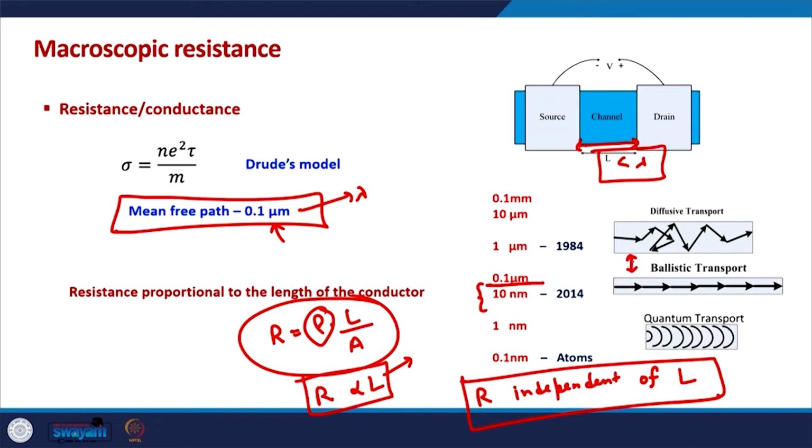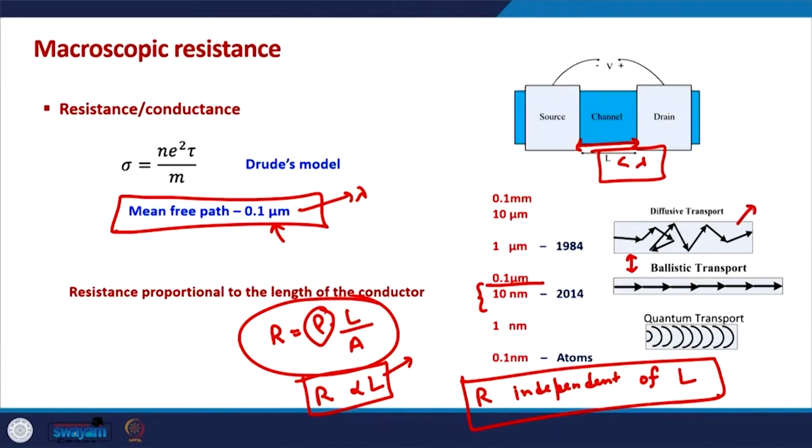So in a nutshell, what we can say is that our conventional understanding of conduction comes from this picture of transport, which is essentially electrons colliding with intermediate atoms. But in our modern day devices, this is no longer valid. So we need to think in a fundamentally different way.